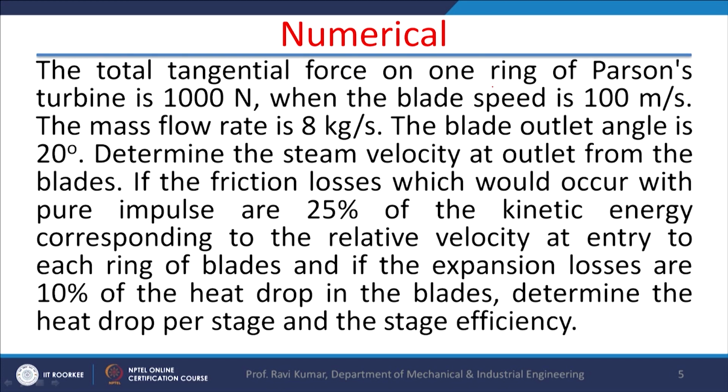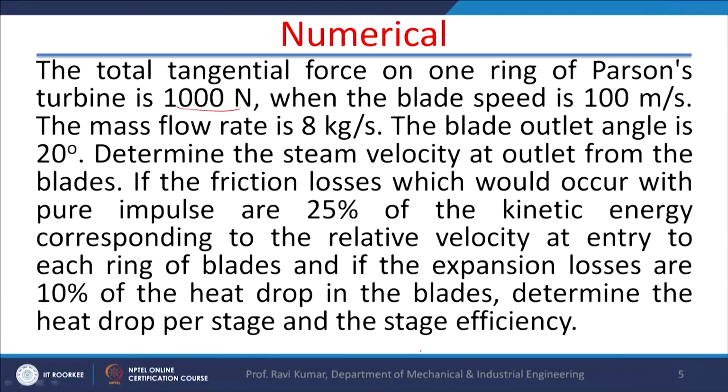Now, here the total tangential force is given. Total tangential force on a ring of Parsons turbine is 1000 newtons. Remember, the characteristic of the Parsons turbine is that absolute velocity at inlet is equal to relative velocity at outlet. I explained it earlier. The force is 1000 newtons when the blade speed is 100 meters per second, blade speed is U. The mass flow rate is 8 kg per second.